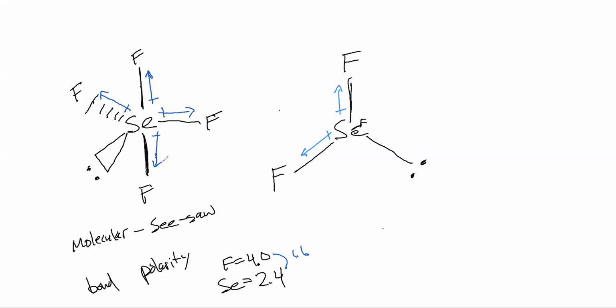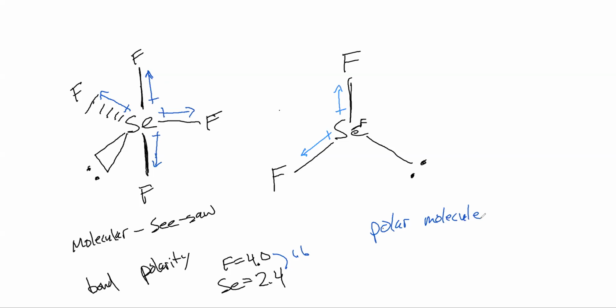So the axial fluorines, this one here and this fluorine there, those cancel. But the other ones don't cancel out because they're not balanced. So that would be polar, right? So that means that this is going to be a polar molecule.